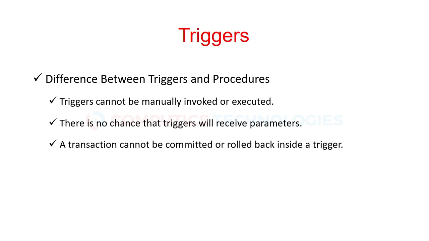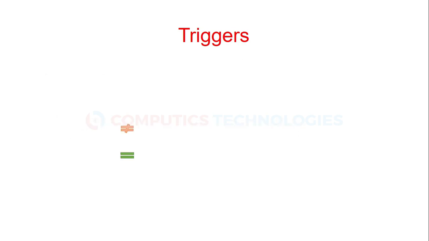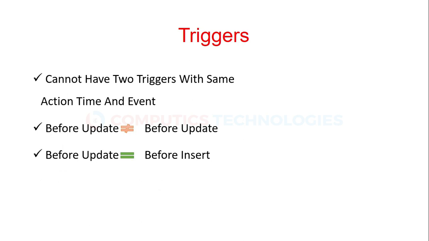A transaction cannot be committed or rolled back inside a trigger. Always remember that there cannot be two triggers with similar action time and event for one table. For example, we cannot have two before update triggers for a table, but we can have a before update and a before insert trigger, or a before update and an after update trigger.